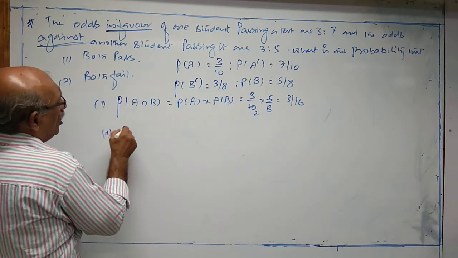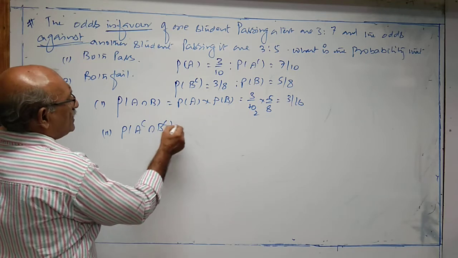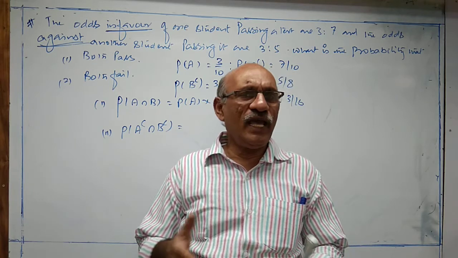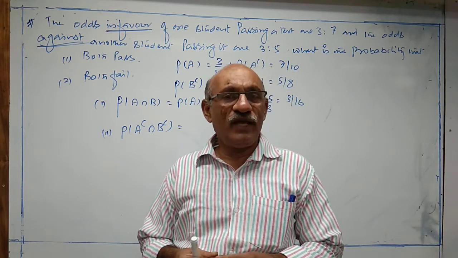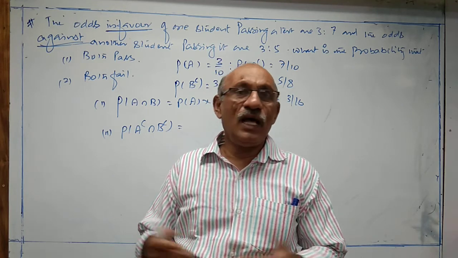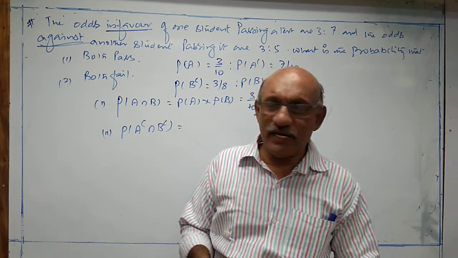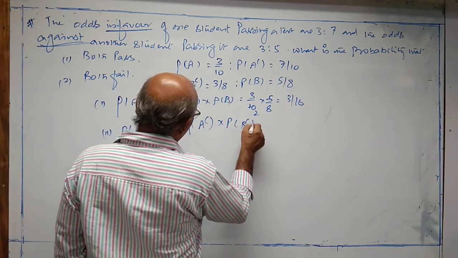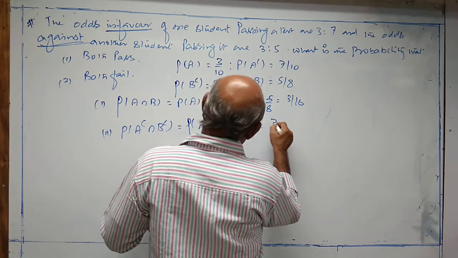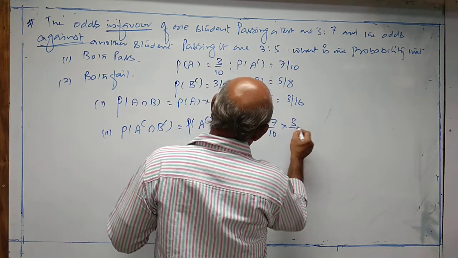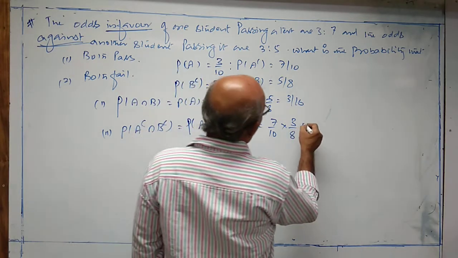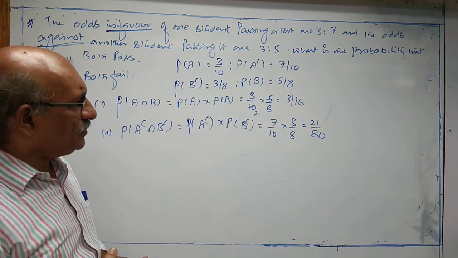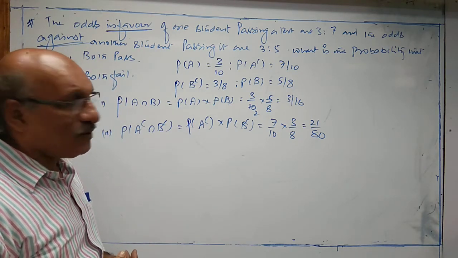Second question, both will fail. A complement intersection B complement. When A and B are independent events, their complementary events are also independent. So you can write P of A complement into P of B complement. A complement is 7 by 10, B complement is 3 by 8. So this is 21 by 80. Okay? Note that.